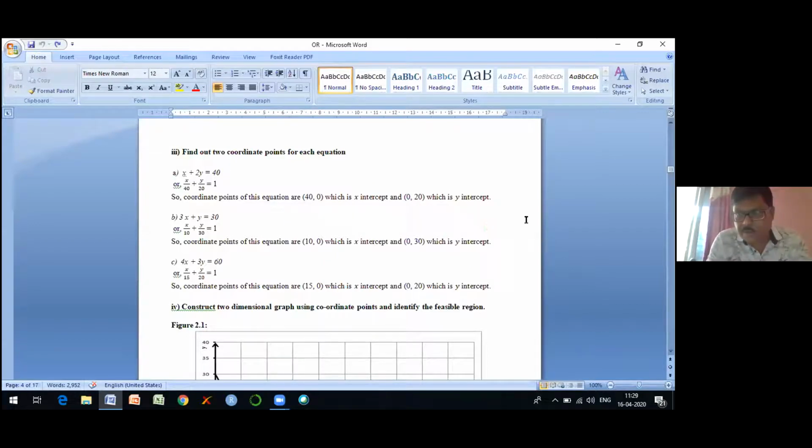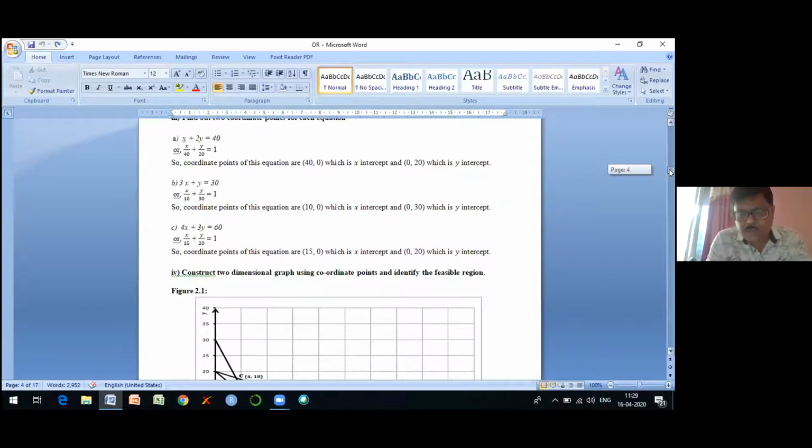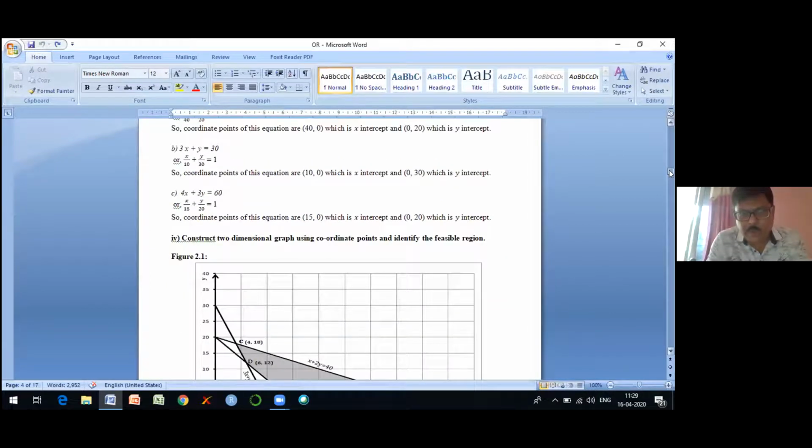Just we are coming to the graphical view. Okay. After some time, we'll go to the graphical view. Just we are finding the coordinates at first.